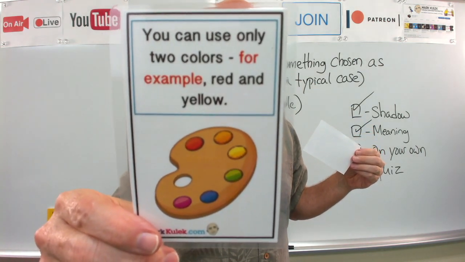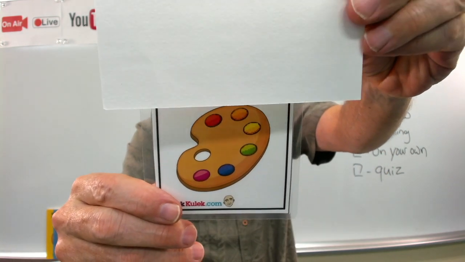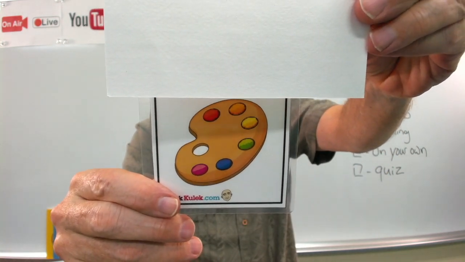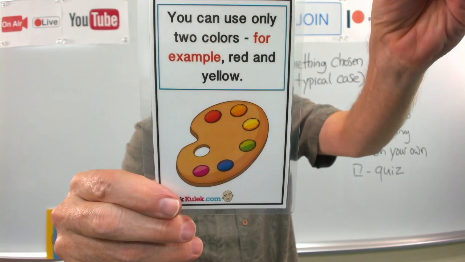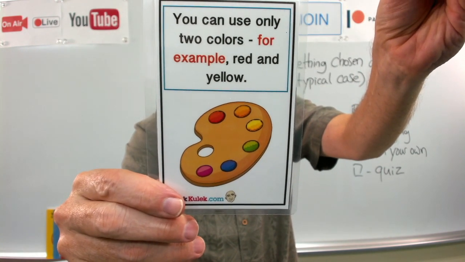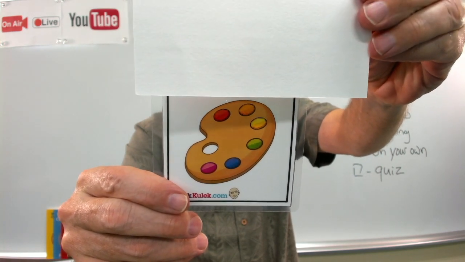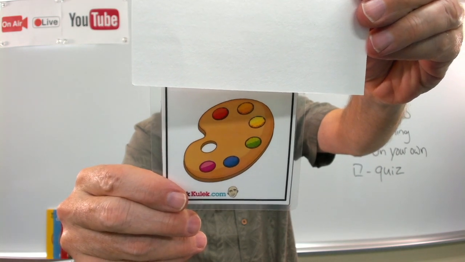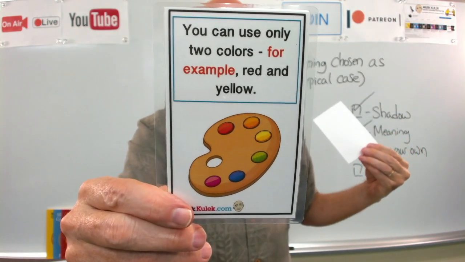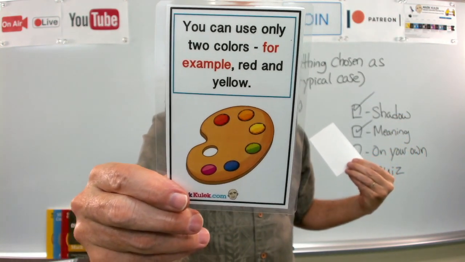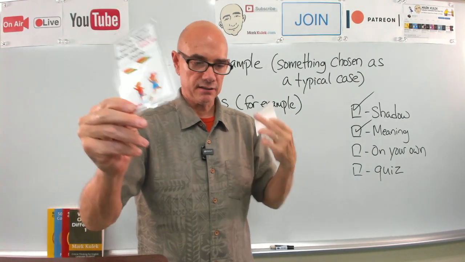You can use only 2 colors, for example, red and yellow. You can use only 2 colors, for example, red and yellow. Okay, last card.